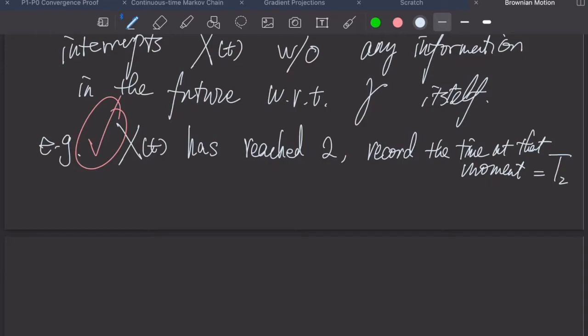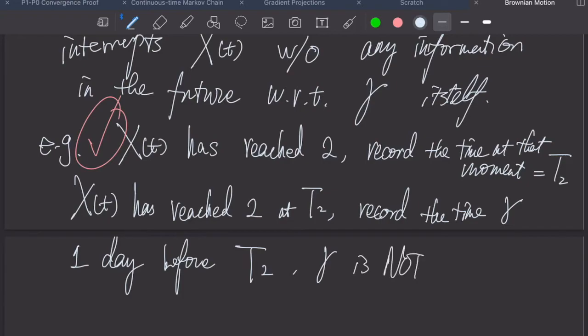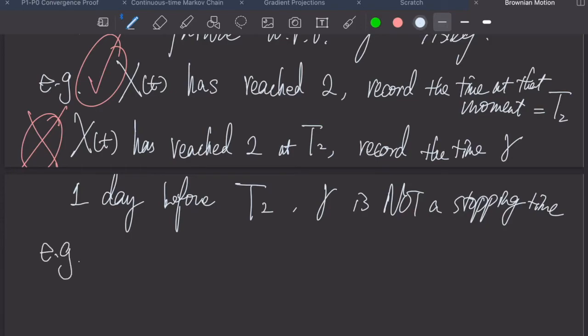However, if we say X of t has reached 2 for the first time at t sub 2, but we record the time gamma one day before this t sub 2, and let's say our time unit is a day, then gamma is not a stopping time, because we used information actually after this time t sub 2. And this is like heuristics.